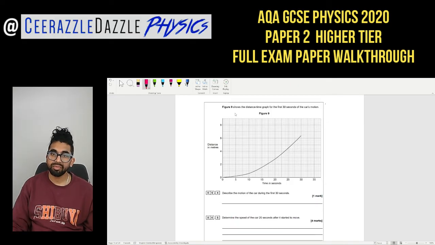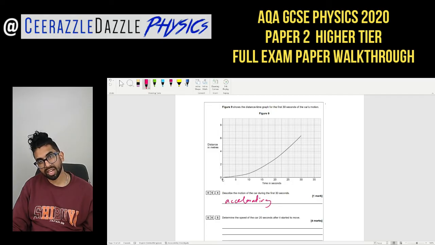Excellent stuff. Figure 9 shows a distance time graph for the first 30 seconds of the car's motion. Okay, describe the motion of the car during the first 30 seconds. Right, it's distance time. First of all, it's not moving at a constant speed because we can see the gradient is changing here. So it will be accelerating. Yes, accelerating. Because look, don't forget, a straight line means constant speed. It's not a constant speed right now.